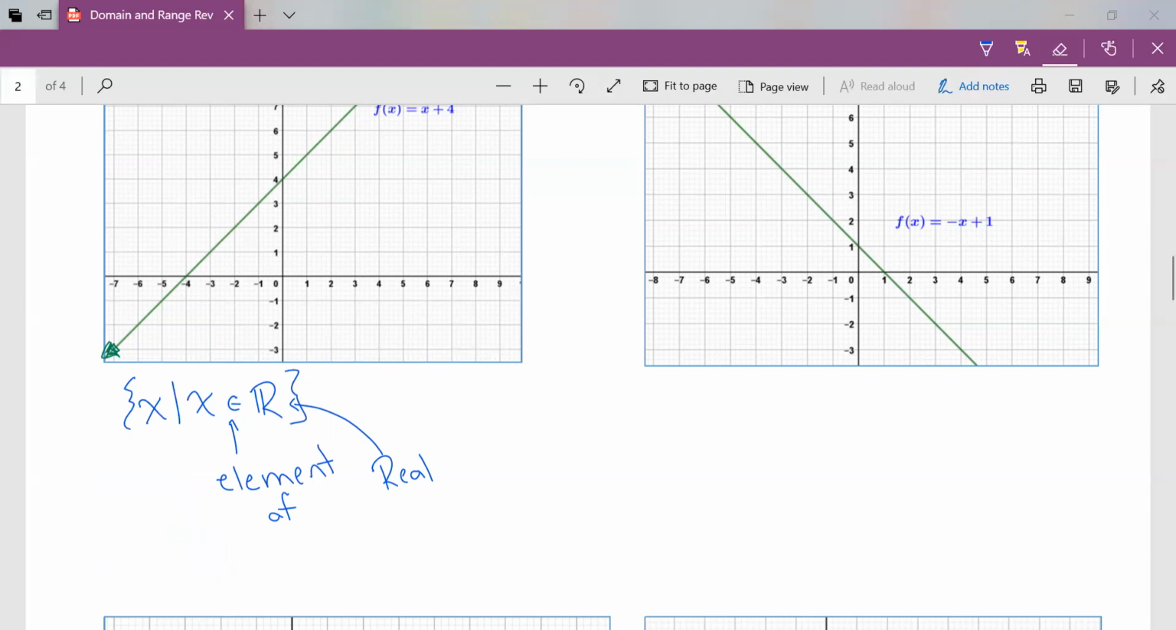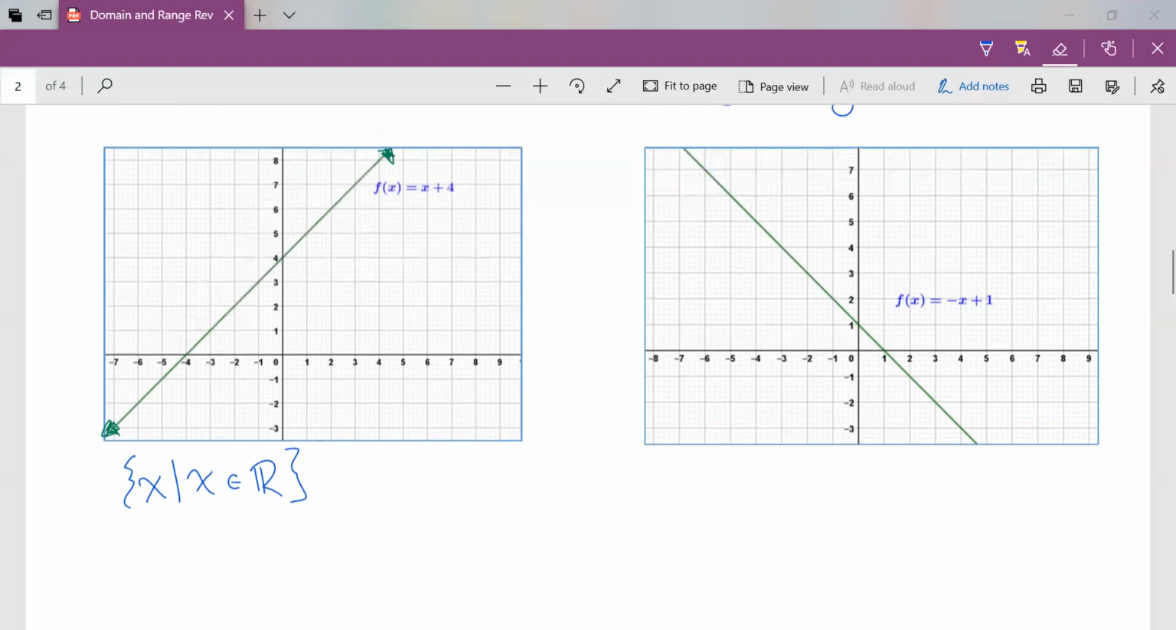That is a big deal. Now, what about my range? Well, my range, I say to myself, does my graph ever stop going down? Does my graph ever stop going up? What I'm really talking about here is, does the graph stop going down to negative infinity, and does the graph stop going up to positive infinity? And the answer is no. I can see that. It goes on in both directions forever.